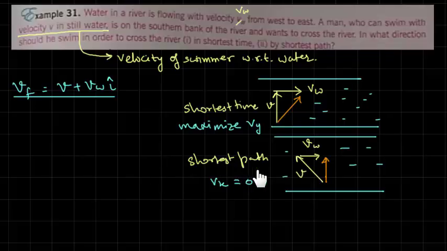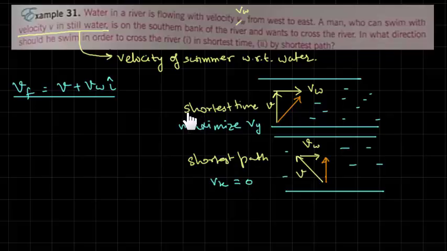For shortest path, he should try so that the eventual velocity is exactly in vertical direction. That means the resultant velocity should be in vertical direction. So if his v is here, which is with respect to the water, in addition to the velocity of the water itself, its eventual velocity will become perpendicular to the flow of water, in this north direction. So in this case, Vx will be equal to 0. So we need to try to make Vx equal to 0 in order to get the shortest path.